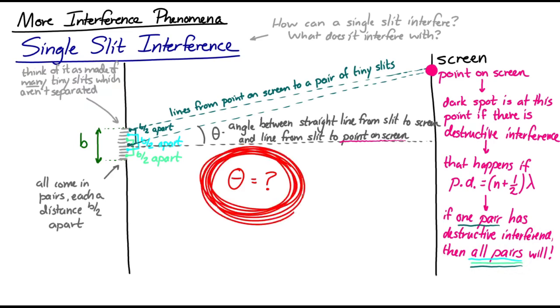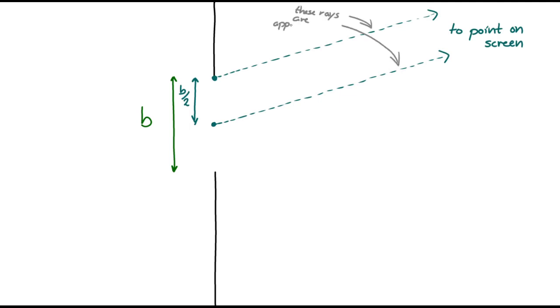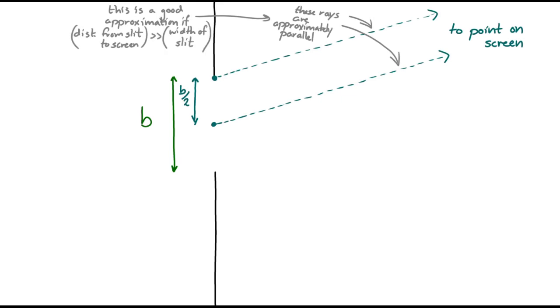Now, what is this theta? Okay, let's zoom in on the aperture. Here are our two points that are a distance b over 2 apart, and I'm going to draw the two rays that go from those two points to a point on the screen, and I'm going to argue that those two rays are approximately parallel. Now I realize they're not actually parallel. They do intersect at the screen, that's kind of the point, but they're approximately parallel if the distance from the slit to the screen is much greater than the width of the aperture. Okay, so bear with me. We're going to approximate them as parallel.